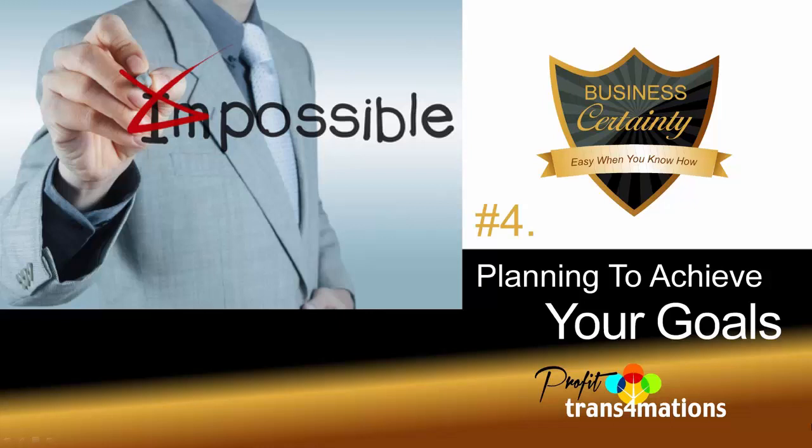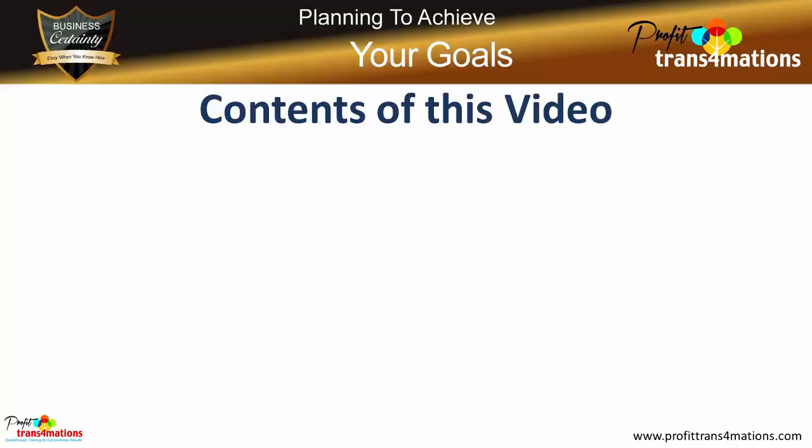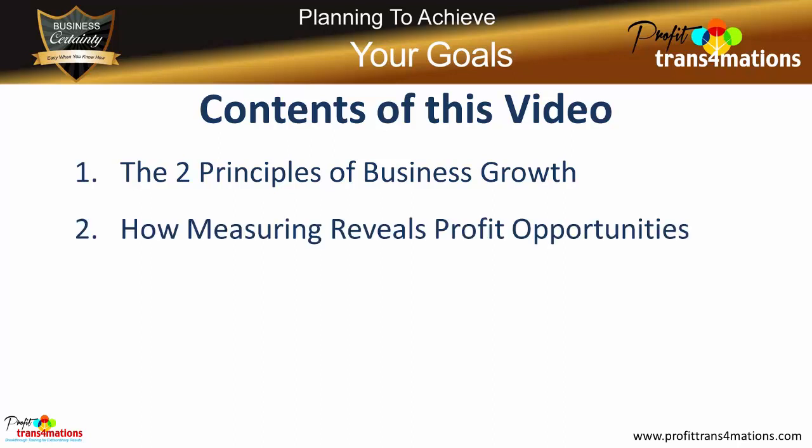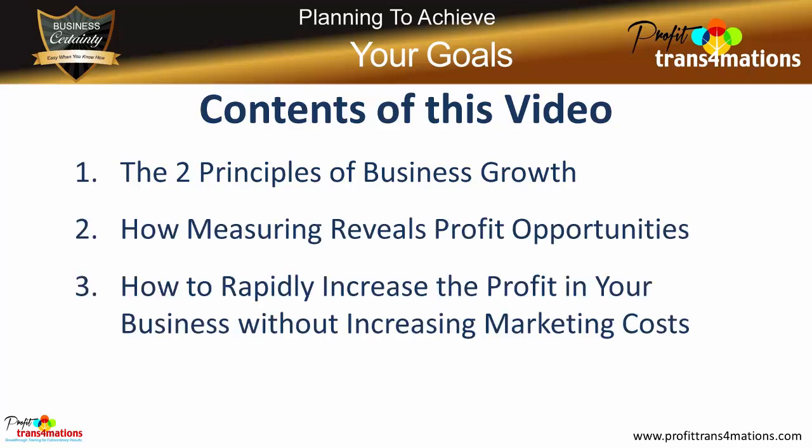Planning to achieve your goals is the fourth step of the 7 steps to business certainty. I'm excited about the contents of this video, and in it I'll be showing you the 2 principles of business growth, how measuring reveals profit opportunities, and how to rapidly increase the profit in your business without increasing marketing costs.